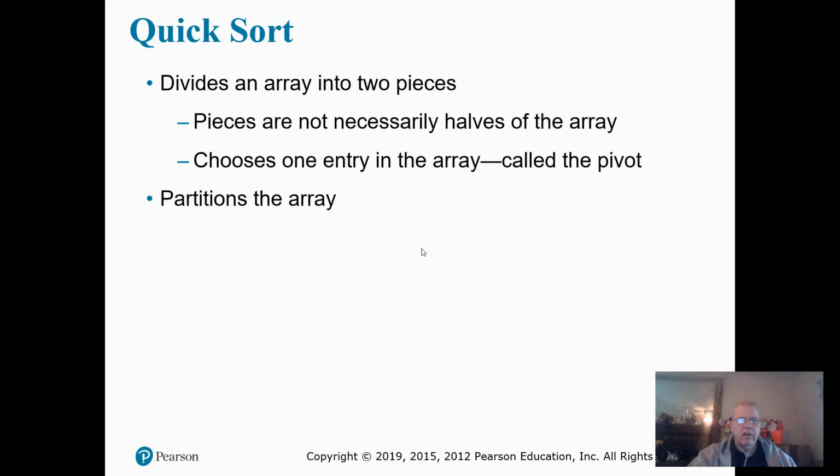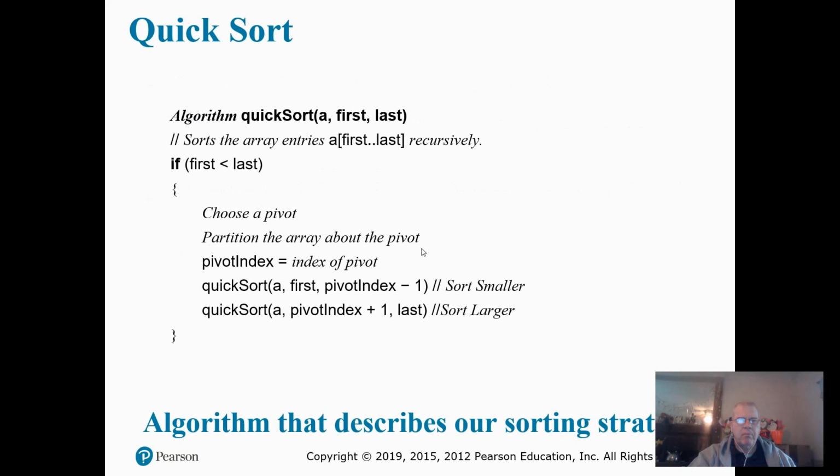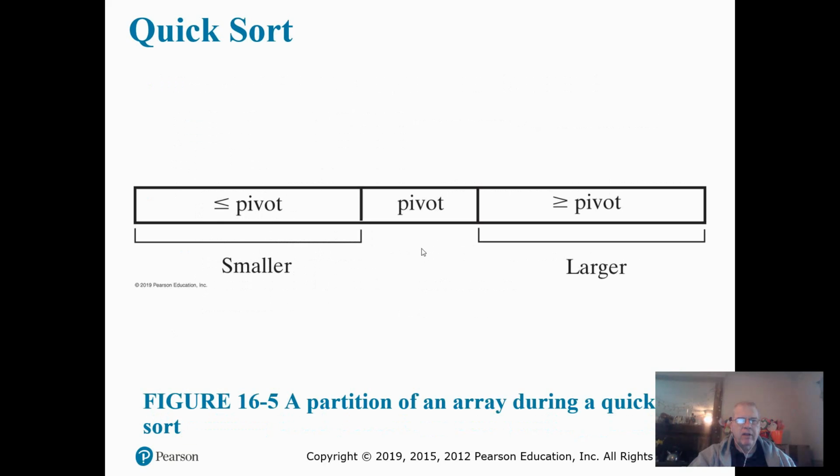Quick sort takes an arbitrary entry, possibly the middle or possibly the first or last, it doesn't really matter, and partitions the array into those elements that are less than the pivot and those elements that are greater than the pivot. And then it does it recursively.